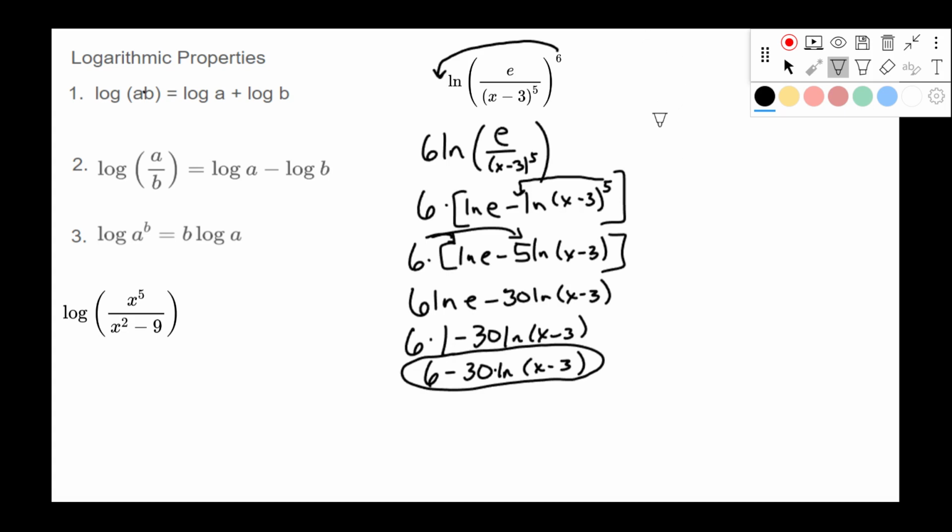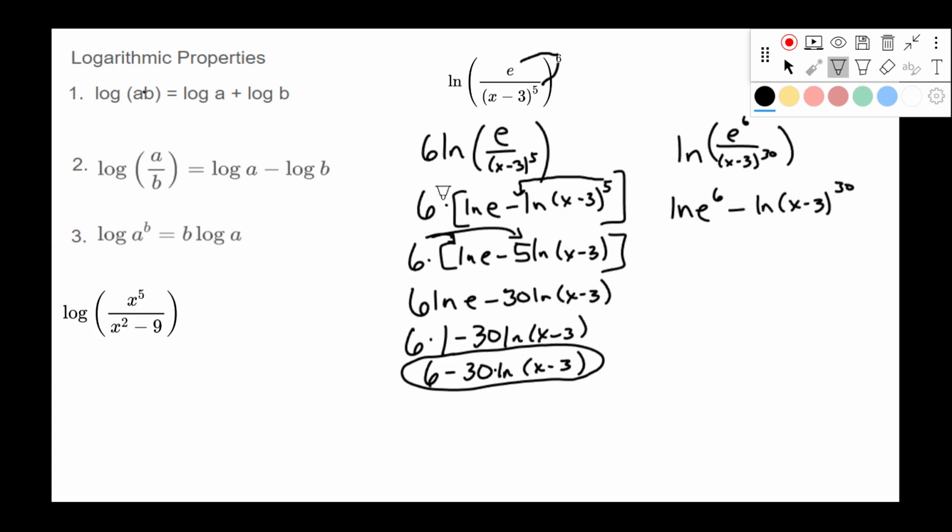The other way to do it would be what we just did a moment ago on the previous slide, where we take the 6 and we multiply it into each one of those, and we could write the natural log of e to the 6 over x minus 3 to the 30. Now I have the natural log of two things that are divided. I can split them apart by division, or by subtraction, using property 2. There it is.